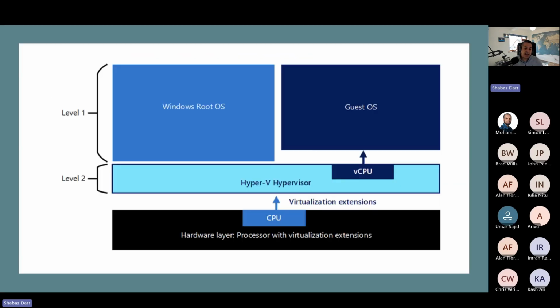And this is a diagram of how that looks. Again, quite a common diagram. I'm sure you've seen this before, where you've got the hardware layer at the bottom that has the CPU and the virtualization extensions going into your hypervisor. And then that's where you start the virtualization. So you've got your vCPU going to your guest OS, and then your root OS as well on the left-hand side.